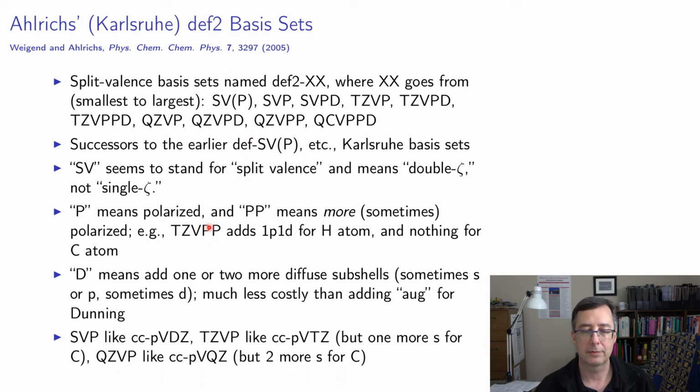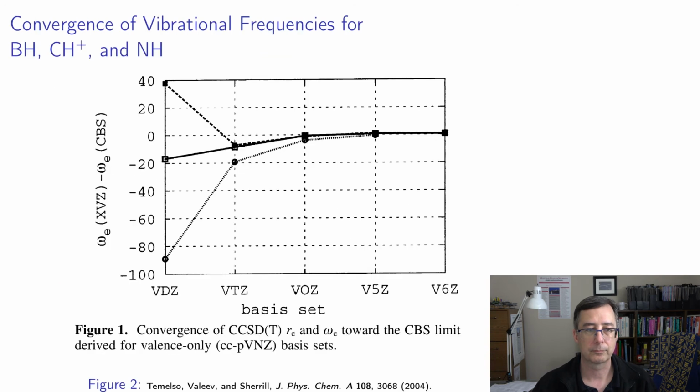And I think I've walked through most of this, but just to recap similarities and differences, SVP is like CCPV-DZ, TZVP is like CCPV-TZ, although it has one more S for carbon, and QZVP is like CCPV-QZ, but it has two more S's for carbon. So they're similar-ish to the Dunning, but sometimes they're a little more rich in the S and P space, and they're more sparing on the diffuse functions.